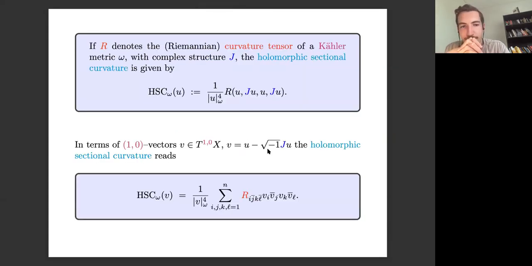So, let's give more intuition for this object. If we have our Riemannian curvature tensor, the Kähler metric, we have a complex structure J, then the holomorphic sectional curvature is going to be given by this. Now, if we express this in terms of 1, 0 vectors, so those are tangent vectors, which can be written as U minus I J U, then the holomorphic sectional curvature with respect to a given frame reads as follows. So it's a curvature in this kind of holomorphic direction.